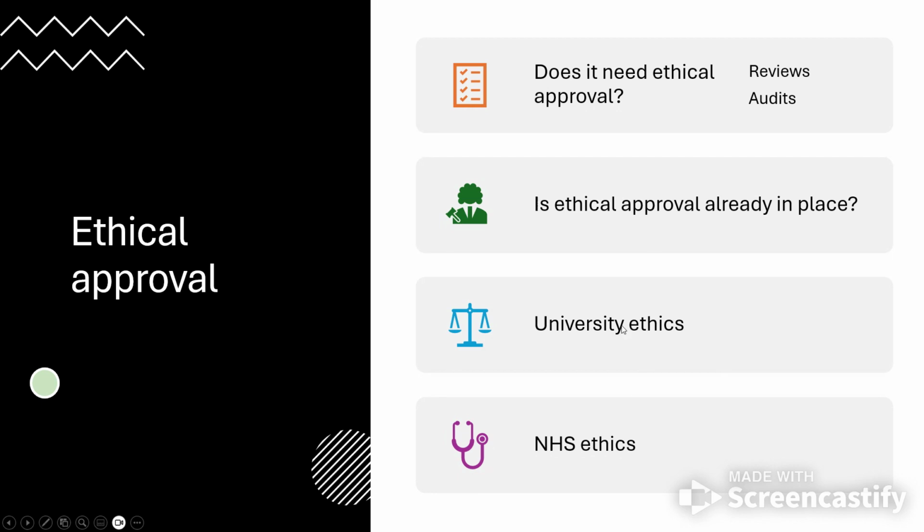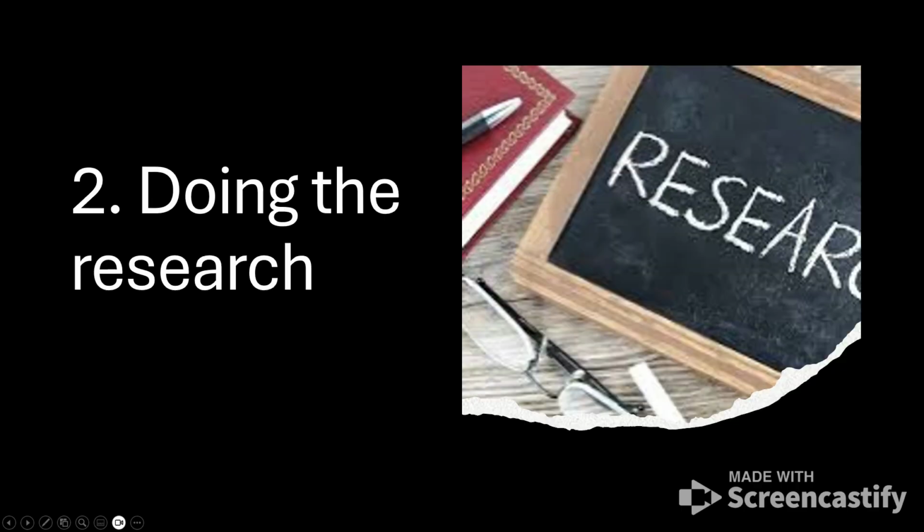If you do need ethical approval, if you're working in a university, your options are generally either university ethics and NHS ethics. Generally, if you're involving NHS patients, you need NHS ethics, which can be quite a long and laborious process. Otherwise, you might be able to go with university ethics, which tends to be a little bit quicker. So that's planning and preparation. We're now on to the exciting bit of doing the research.